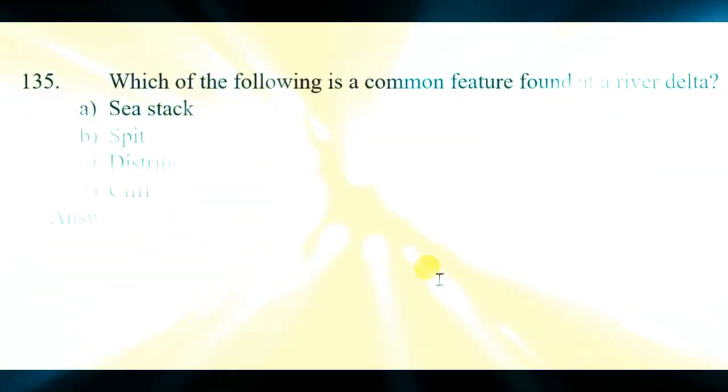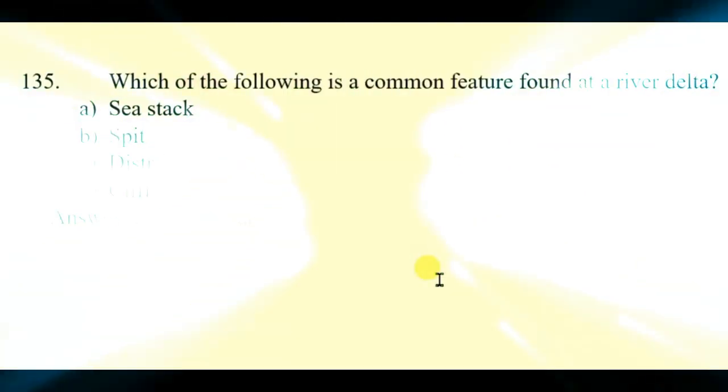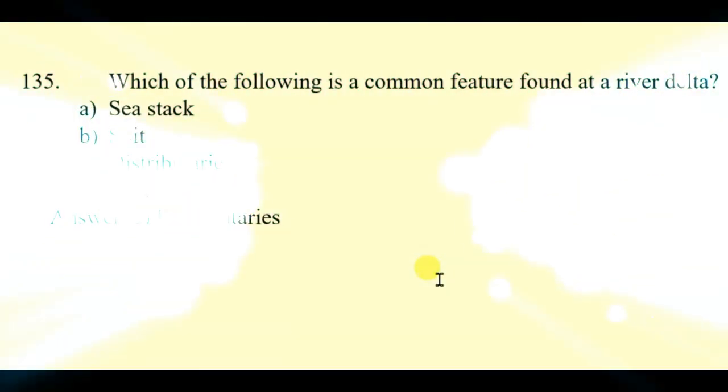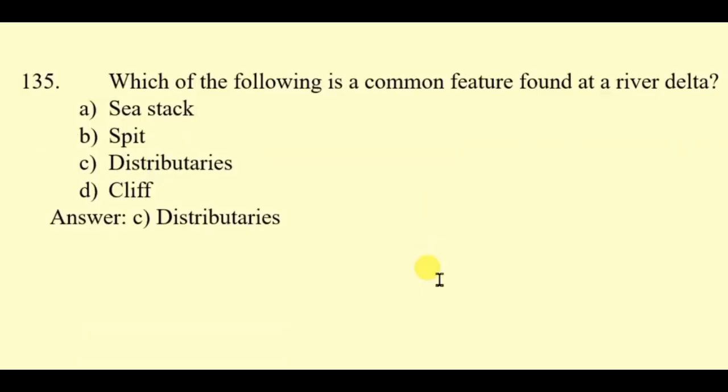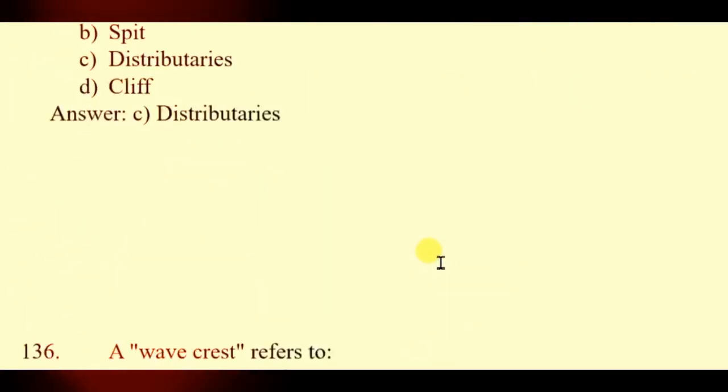Question 135. Which of the following is a common feature found at a river delta: sea stacks, peat, distributaries, cliffs? Here the right answer will be distributaries. This is not the absolute answer.